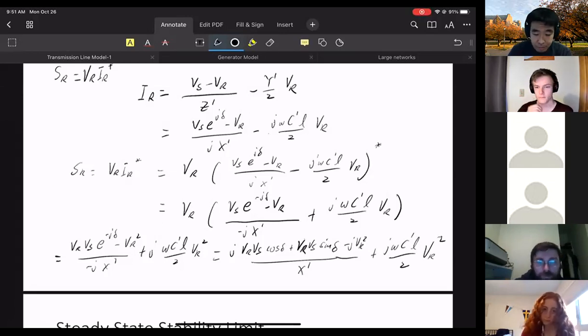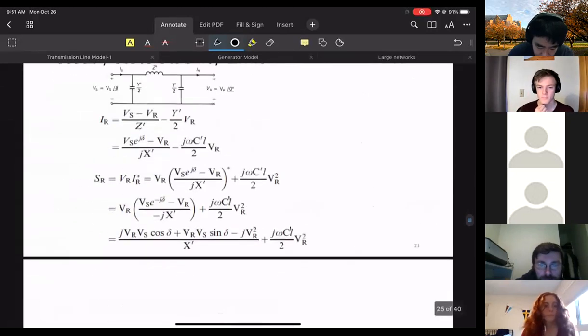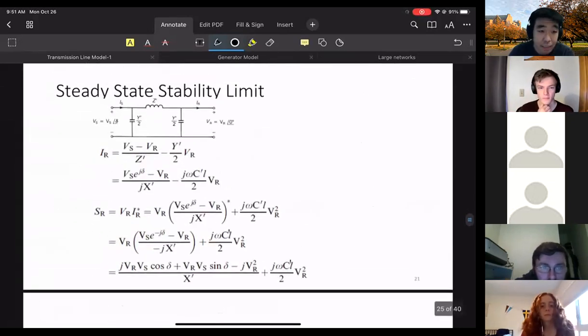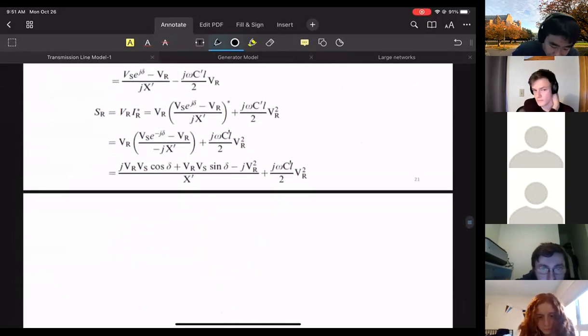The next slide basically just repeats this. It is the typed-out version of the calculation that I just did. So now let's collect the terms into two parts. Let's look at the real part.